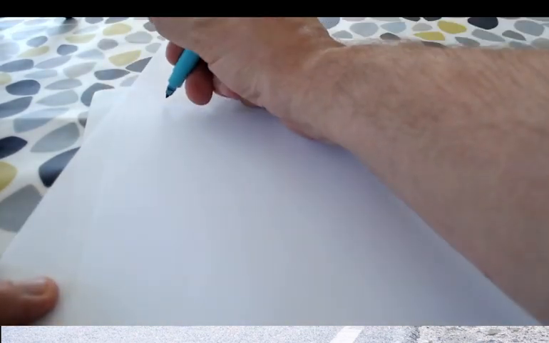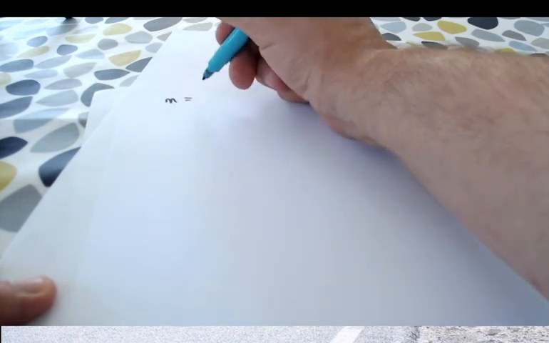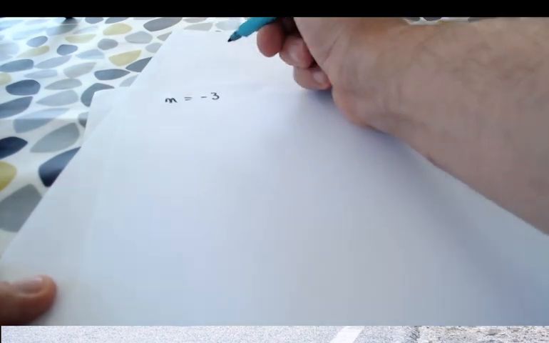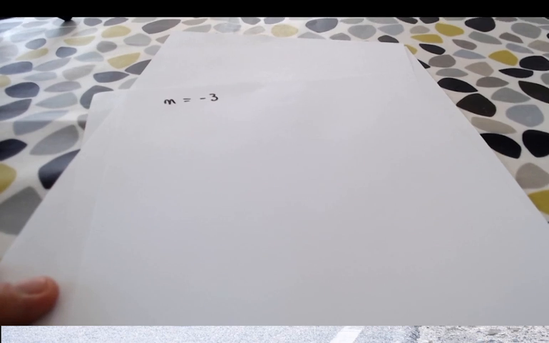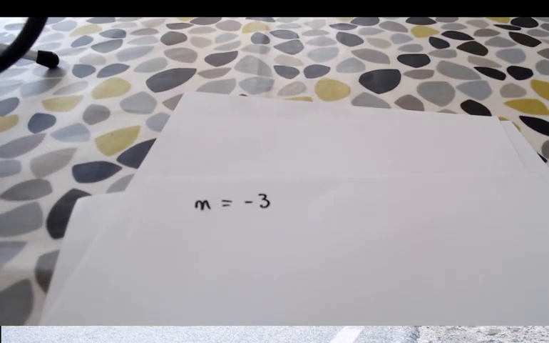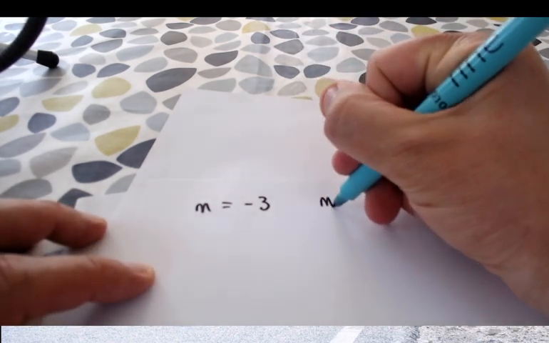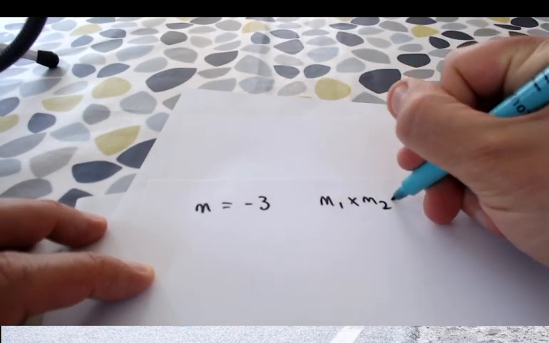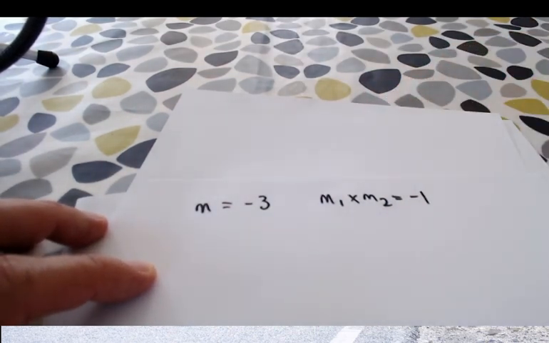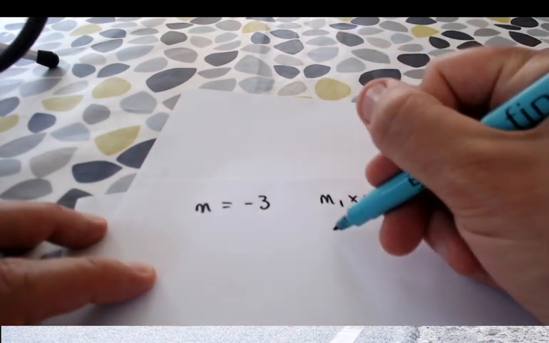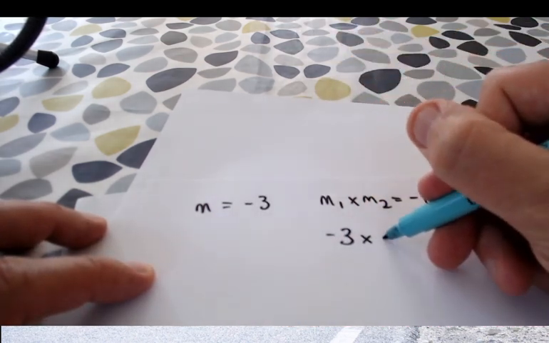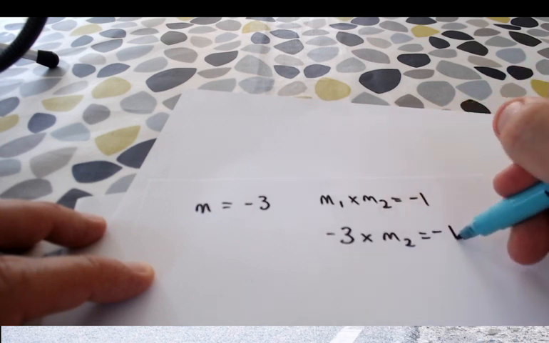For example, if I have a gradient of minus 3, and I want to find the gradient of the line which is perpendicular to that, well, I know that perpendicular lines multiply gradients to give me a minus 1. So if I have a minus 3 as one of my gradients, I'll end up with this.